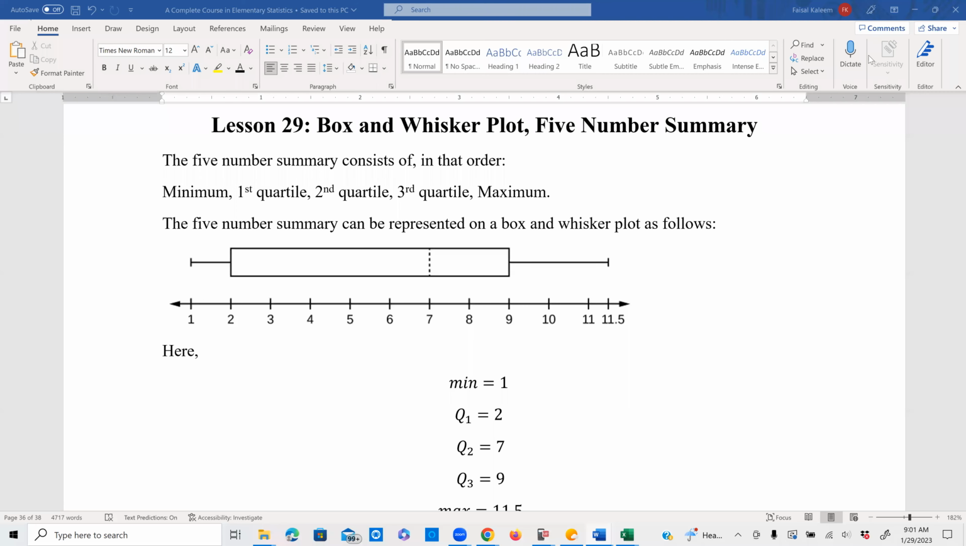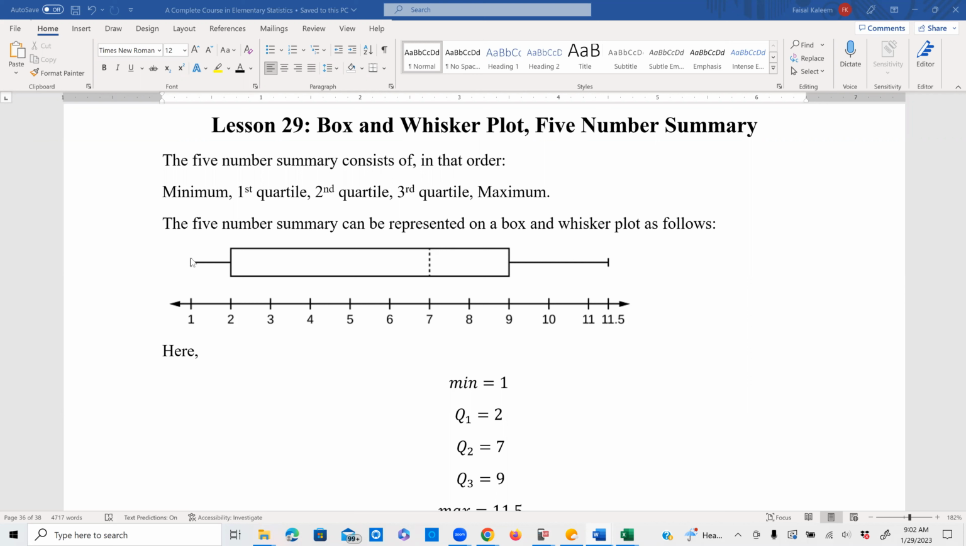The 5-number summary consists of, in this order, minimum, first quartile, second quartile, third quartile, and maximum. The 5-number summary can be represented on a box and whisker plot as follows. So this is a box and whisker plot.